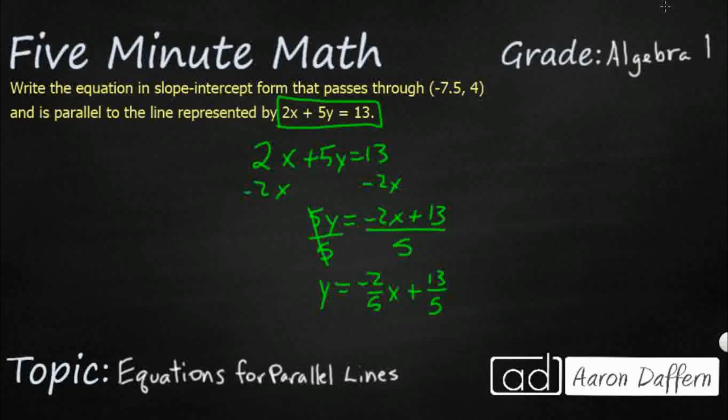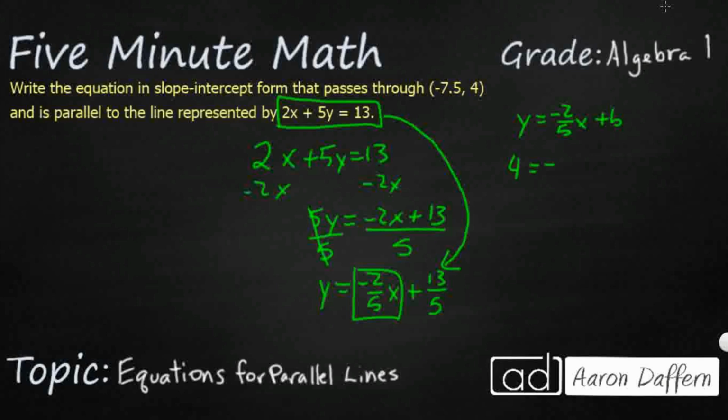Now that's kind of messy, but this is what this equation is in slope-intercept form. So remember, parallel lines have identical slopes. So there's my slope, right? All I need to do is plug in my x and y. So y equals -2/5 x plus b. Let's plug in our x and y, so that is a 4.